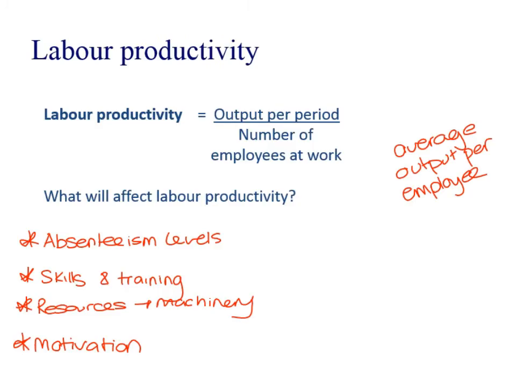So first of all, labour productivity. So this is measured, it's the output that you're producing over the period that you're looking at, divided by the number of employees. So it's an average output per employee. So what's going to affect this? Well, if you have lots of employees that are absent quite a lot of the time, that will affect the average output. How much skills and training they have. The more skills they have, we assume the better they will be at producing output, and the quicker they are at producing output. Maybe how many resources or the machinery that they have to use and the tools that they have to help them, and how motivated they are as well.